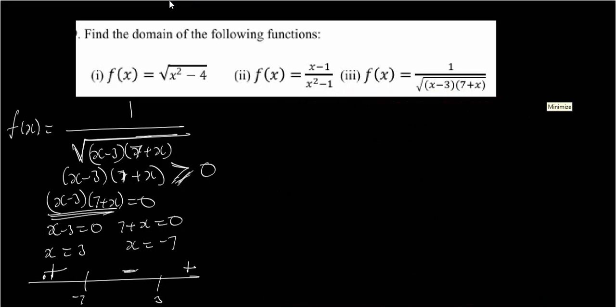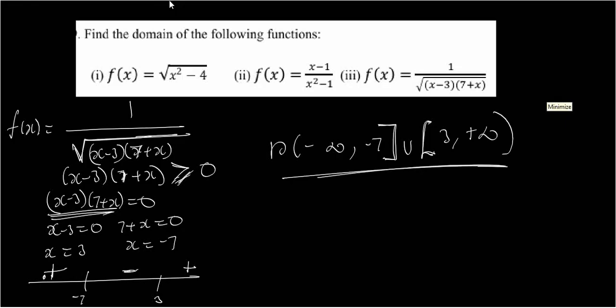Okay, now our domain is from negative infinity to negative 7, included, union. When you have a square root, every time you have to include the inner one. Then union 3 to positive infinity, just like that. So that's how you answer these simple questions.